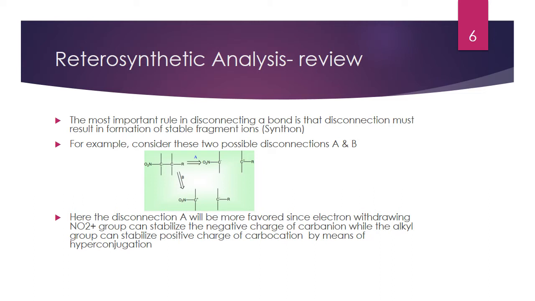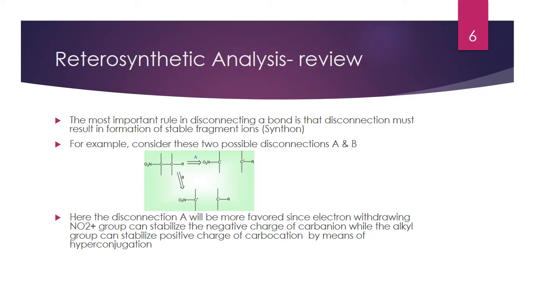One is the A disconnection. In the A disconnection, we have a negative charge on a carbon attached to a nitro group, and a positive charge on a carbon attached to an R group. In the B disconnection, we have a carbon which is positively charged, attached to a nitro group, and a carbon which is negatively charged, attached to an R group. In the A disconnection, the negative charge is stabilized by the nitro group, since the nitro group can attract the negative charge, while the R group, because of hyperconjugation, can stabilize the positive charge. So both synthons obtained in the A disconnection are stabilized.